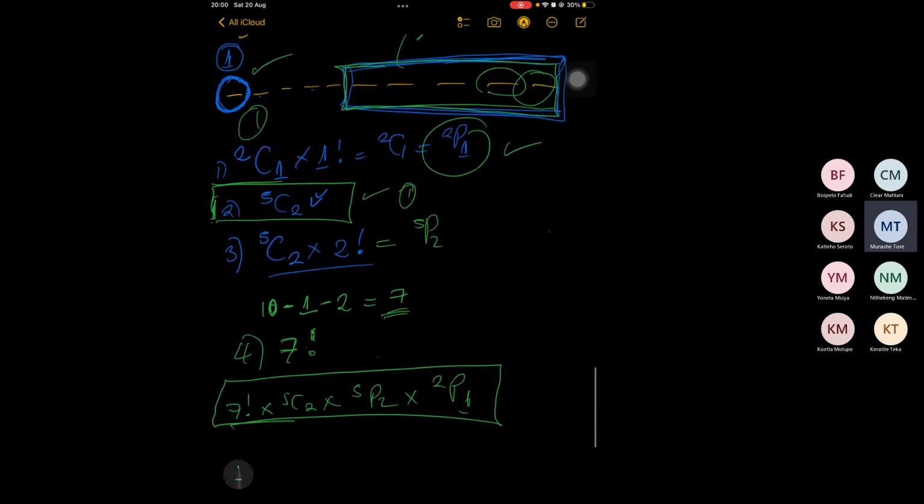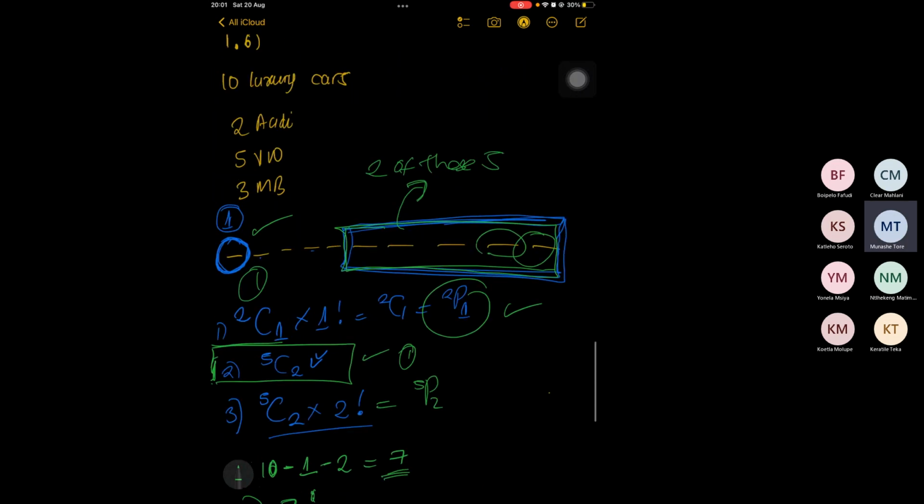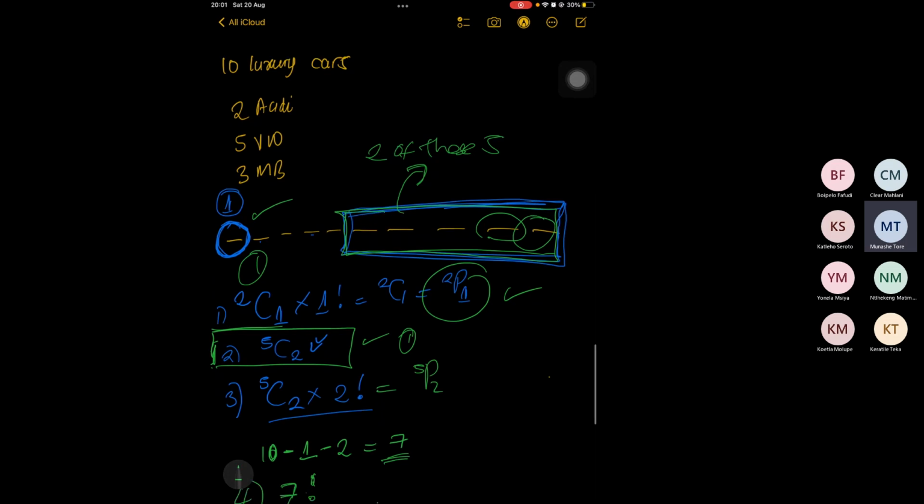Okay, I just wanted to see the questions. It's literally like they're just the same, just different ways of asking them, which is okay. So let me look at the question. The question is saying we have 10 luxury cars, isn't it? 2 Audi, 5 VW, 3 MB. Then they are saying of the 2 Audi cars that we have, definitely 1 is supposed to occupy the first position. That's the first condition that you're given.